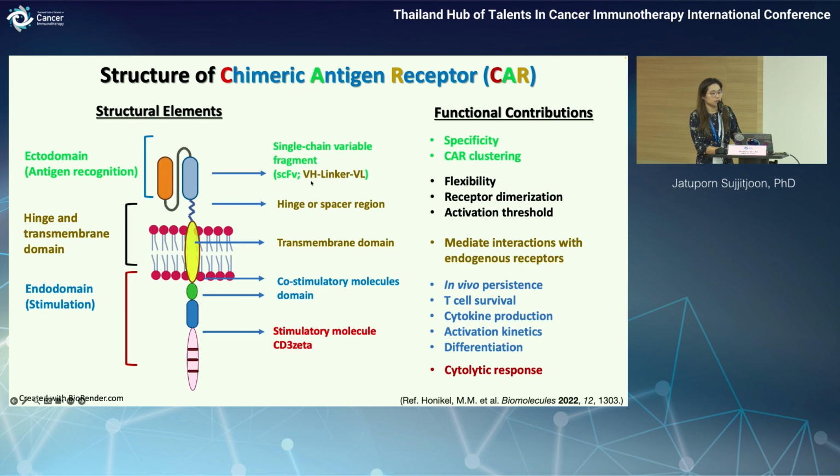The selection of different parts in CAR affects the function of the CAR T cells. For example, we include different co-stimulatory molecules within the intracellular domain of the CAR. The different co-stimulatory domains may affect different functions of CAR, such as some may promote in vivo persistence of CAR, and some may promote cytokine production.